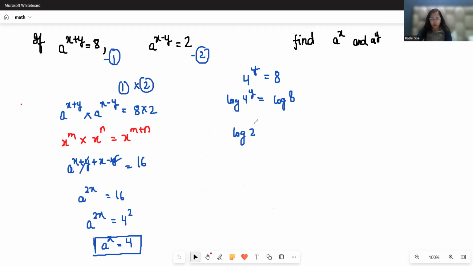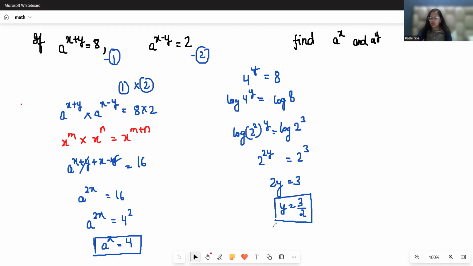Log 2 power 2y is equal to log 2 cube. So it becomes 2 power 2y is equal to 2 cube. Now if we compare both sides, 2y is equal to 3, so y is equal to 3 by 2. So these steps make it easier to find the value of y.